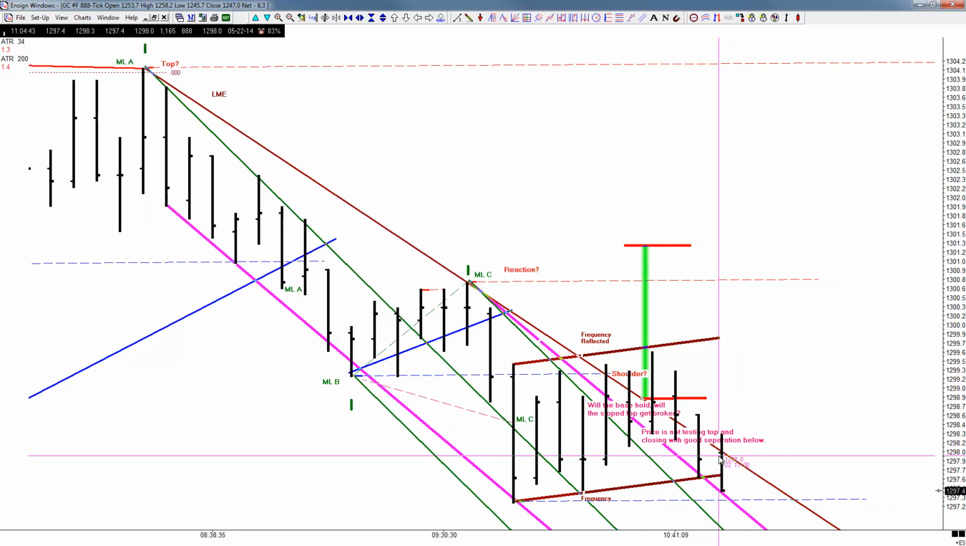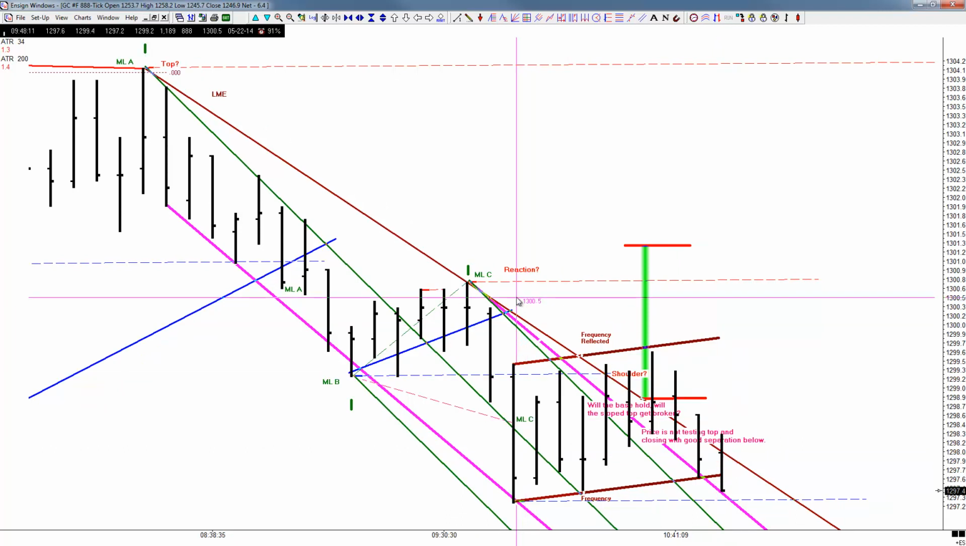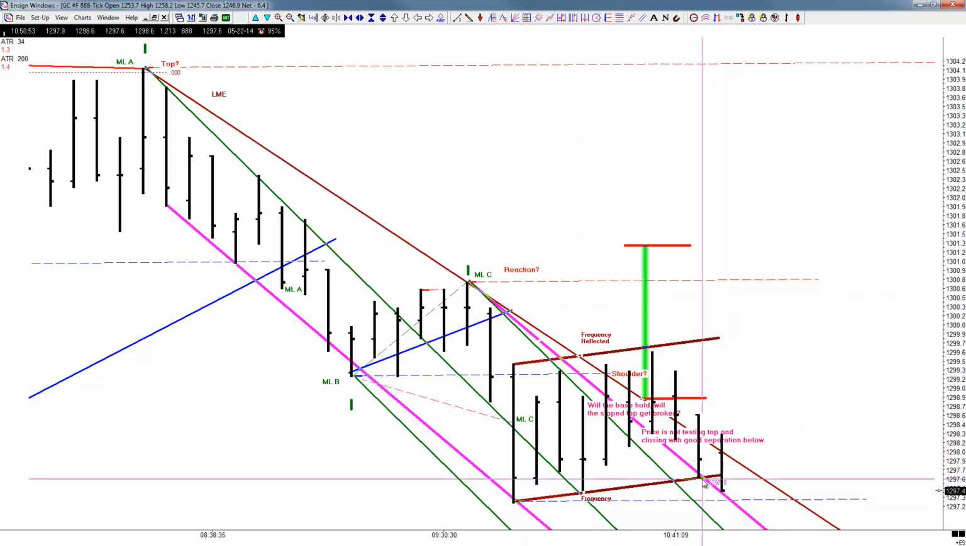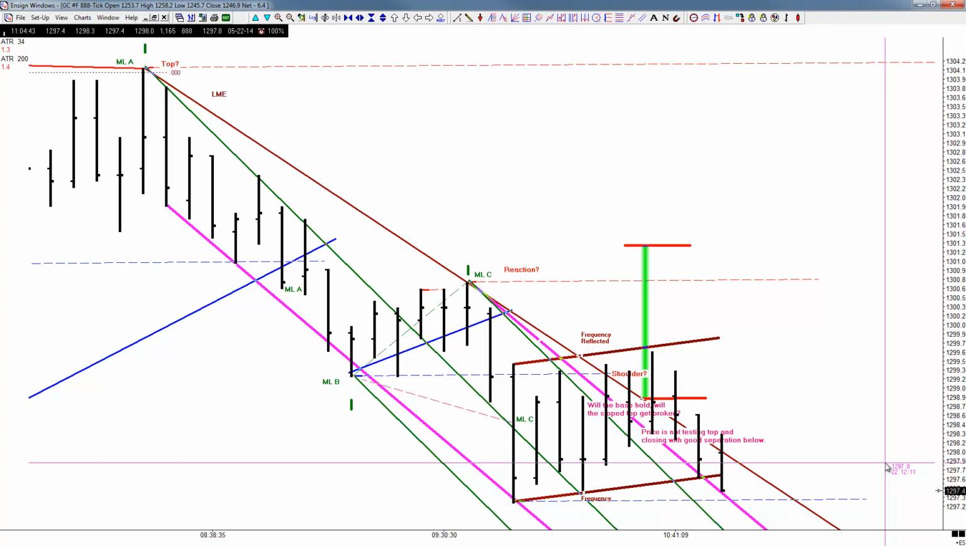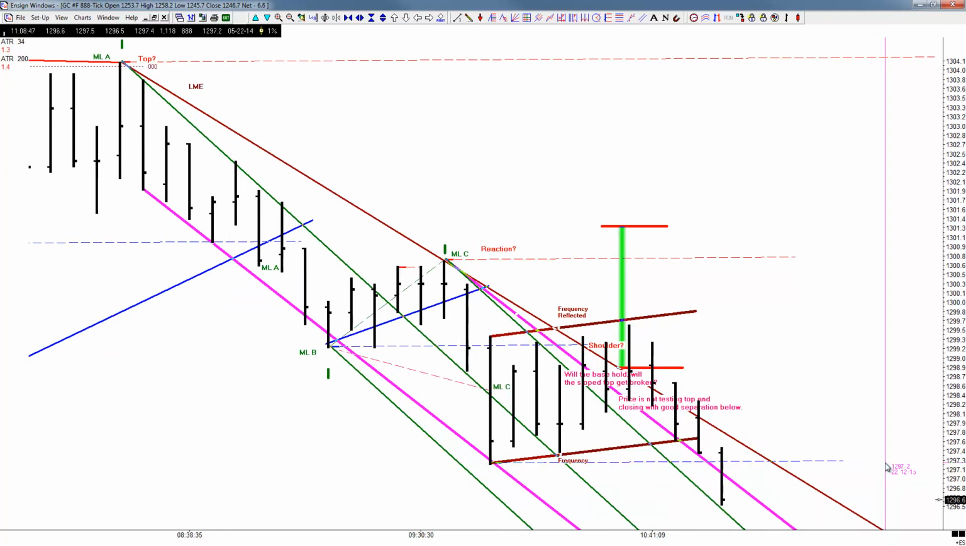Now we've got our first close below, but we're only on the switchback of my original frequency. Okay, we touched it, we're still touching it. So, you know, I don't really feel like I'm out of danger yet. I'd like this to now accelerate. Okay, now I've got some acceleration, but I'm at the switchback of the upper parallel.